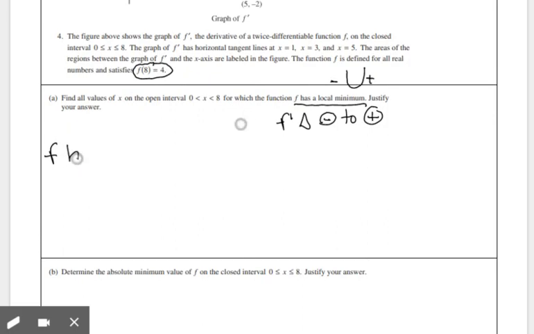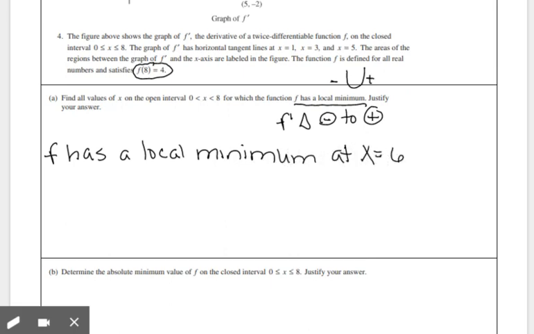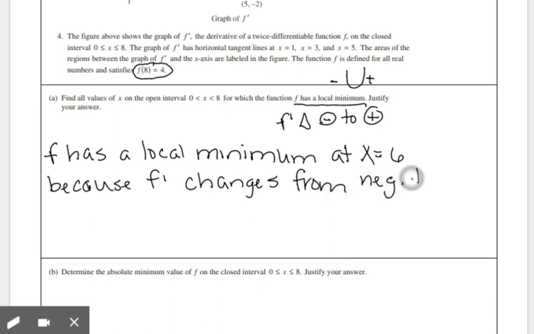So f has a local minimum at x equals 6 because f prime changes from negative to positive at x equals 6.